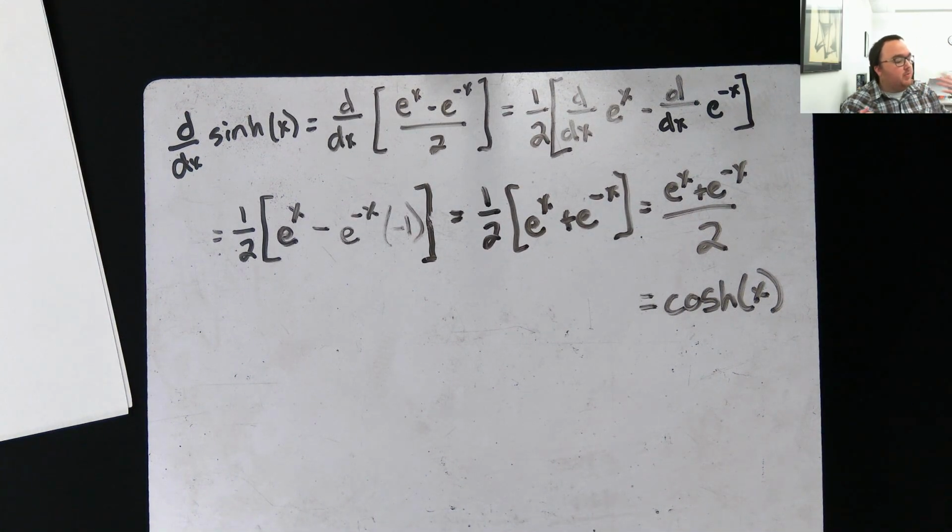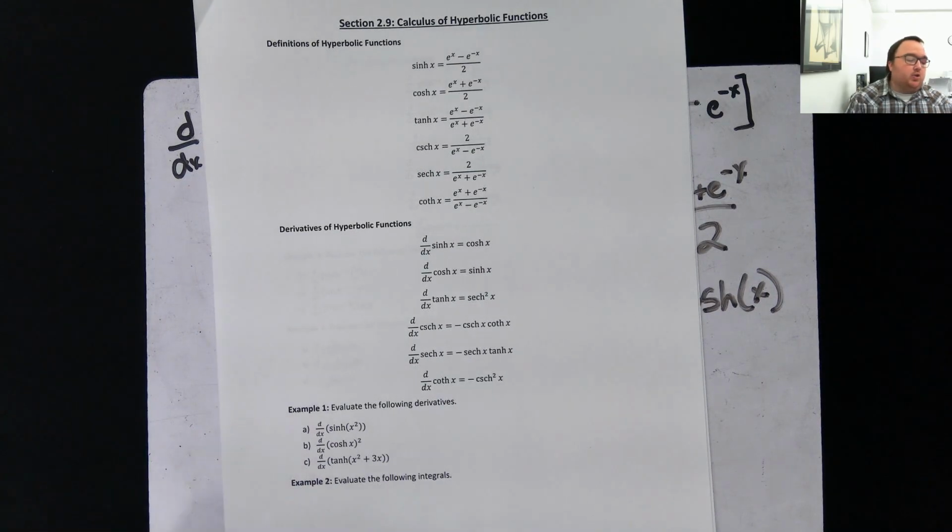If I use those same thought processes on the rest of them, I get the following derivative rules. The derivative of hyperbolic sine is equal to hyperbolic cosine, which is what we just did. The derivative of hyperbolic cosine is equal to hyperbolic sine. The derivative of hyperbolic tangent is equal to hyperbolic secant squared. The derivative of hyperbolic cosecant is equal to negative hyperbolic cosecant times hyperbolic cotangent. The derivative of hyperbolic secant is equal to negative hyperbolic secant times hyperbolic tangent, and the derivative of hyperbolic cotangent is equal to negative hyperbolic cosecant squared.